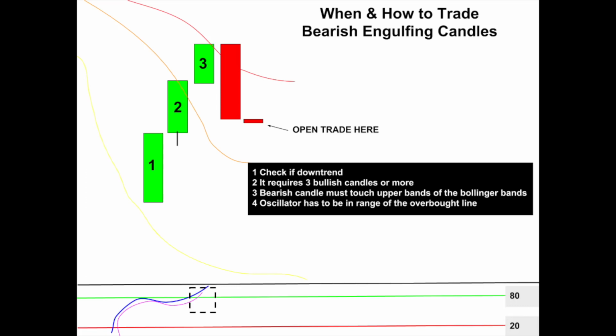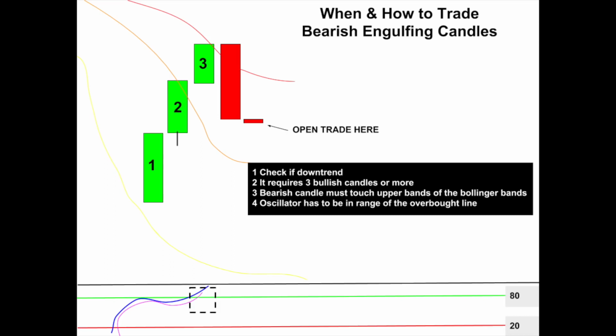The second rule is to see if there are 3 or more bullish candles. The minimum amount is 3, but you want even 4 or 5, it depends. Sometimes you can even have 10, but it's very important that the minimum is 3. The bearish engulfing or the green candle has to touch the upper band of the Bollinger Band. And if it doesn't touch the band, at least it needs to be very close to touching it.